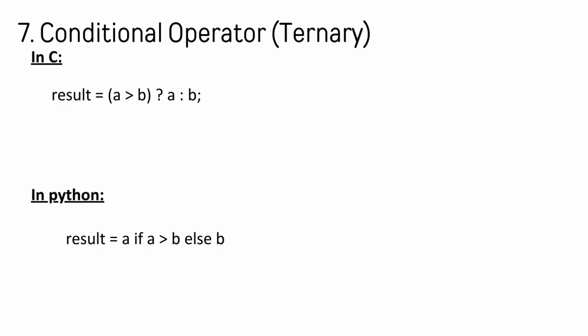In Python, how do you write and use the conditional operator? Here result is equal to a, so you will get the result a if a is greater than b, when the condition a > b is true, otherwise you will get b as a result.